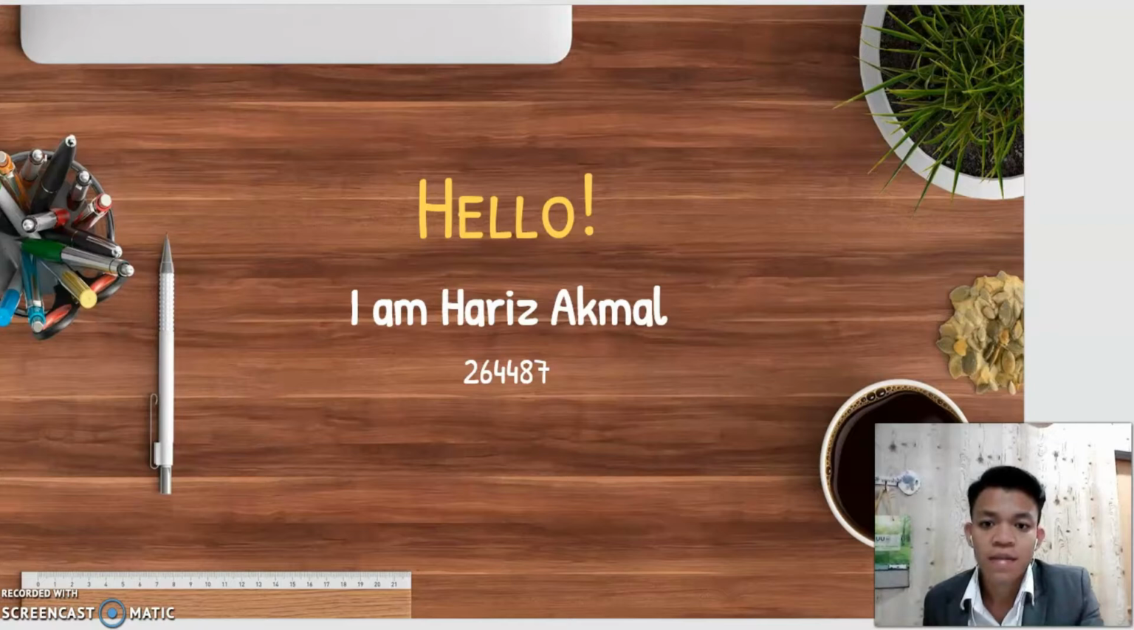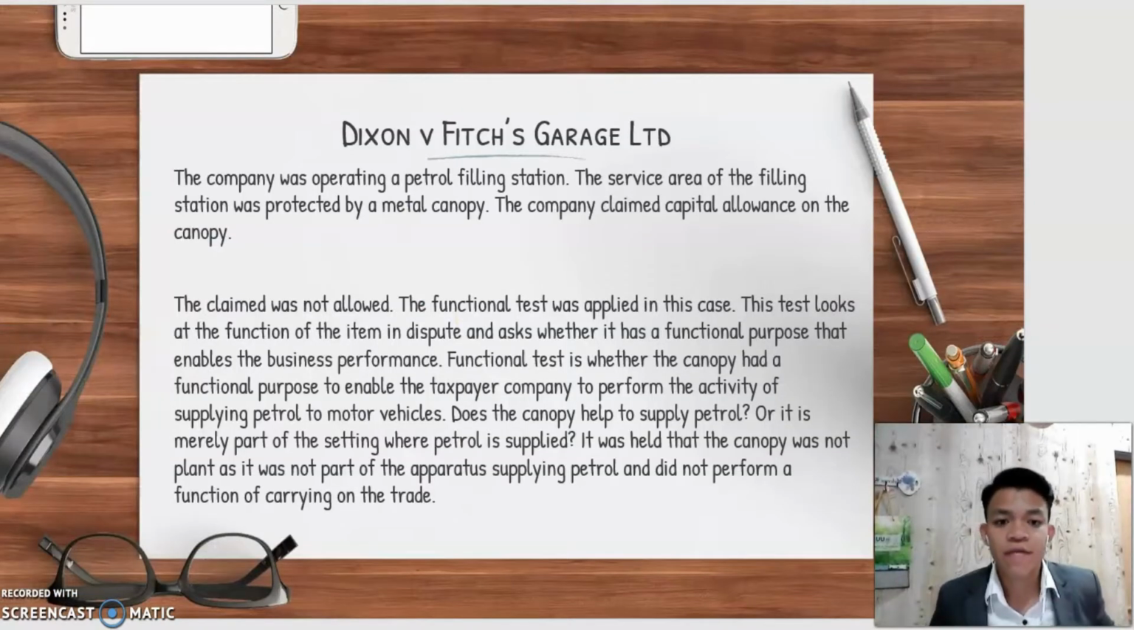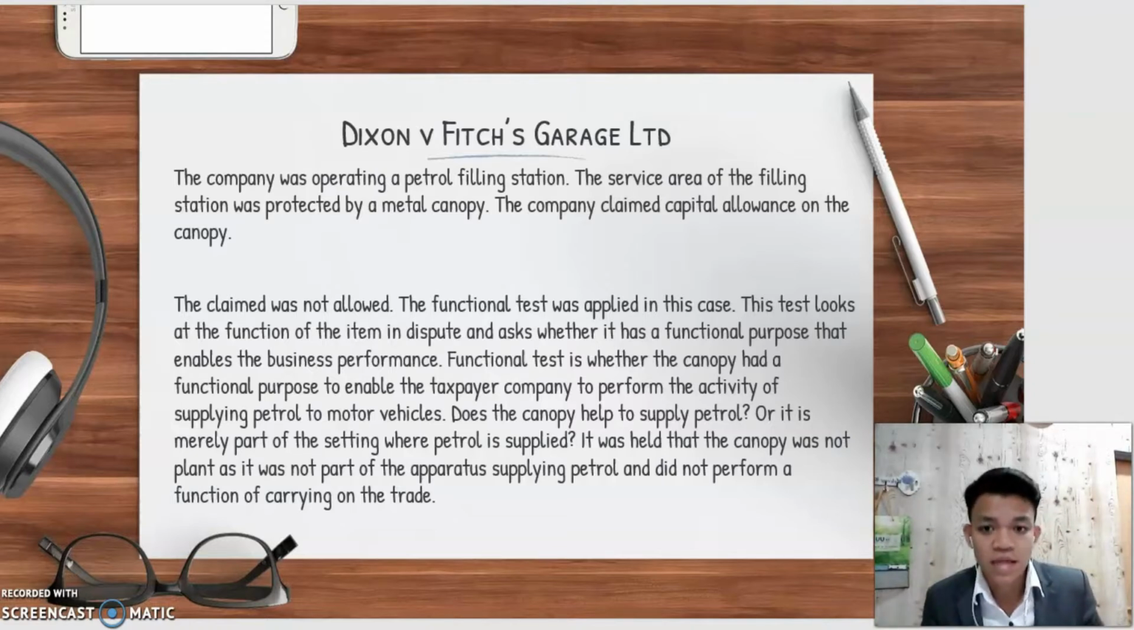First case, Dixon v. Fitch Garage Limited. The company was operating a petrol filling station. The service area of the filling station was protected by a metal canopy, so the company wanted to claim capital allowance on that canopy. The claim was not allowed.